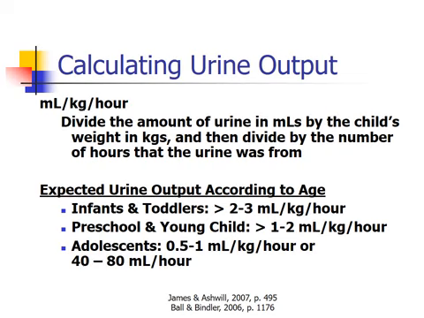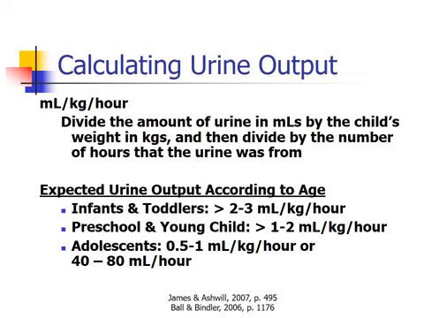The expected urine output, according to age: infants and toddlers are usually greater than 2 to 3 mLs per kg per hour. Preschool and young children, greater than 1 to 2 mLs per kg per hour. And then adolescents, they do say 0.5 to 1 ml per kg per hour or 40 to 80 mLs per hour. Adolescents are similar to adults, so what you learned with your adults would apply. Usually the ranges are generally close.